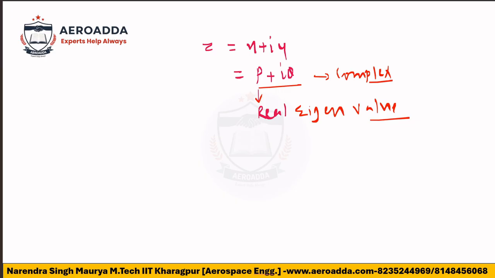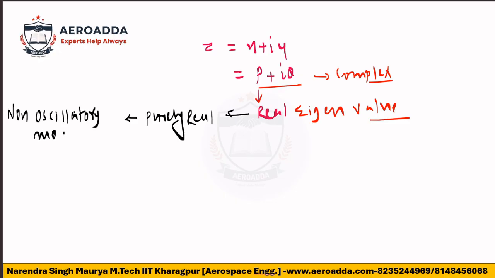So if it is a purely real eigenvalue, then it is non-oscillatory. Right. Now, the eigenvalue is purely real. Then it will be non-oscillatory mode.